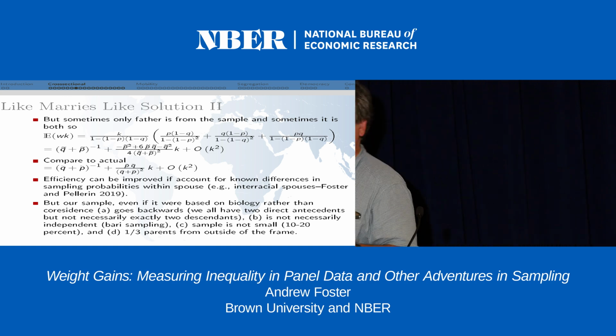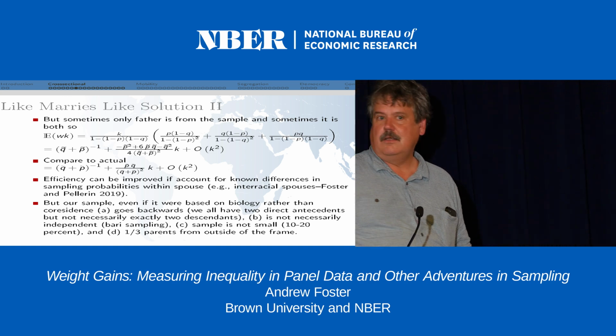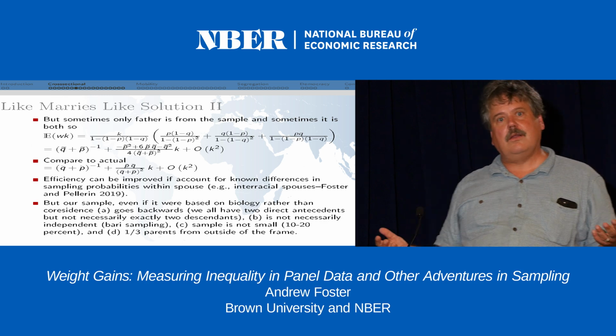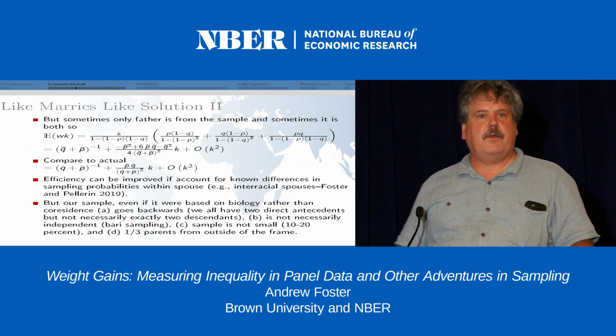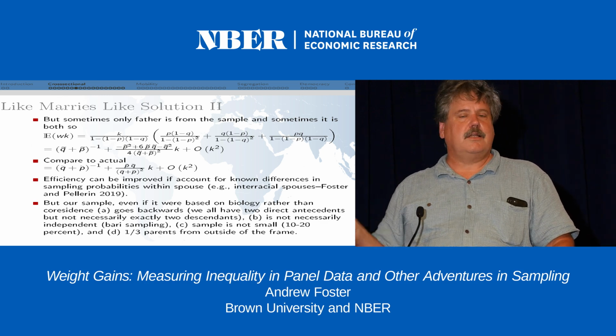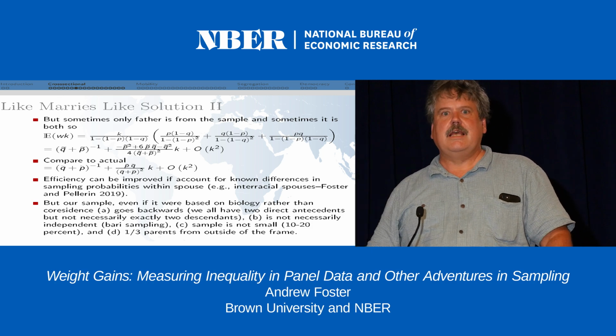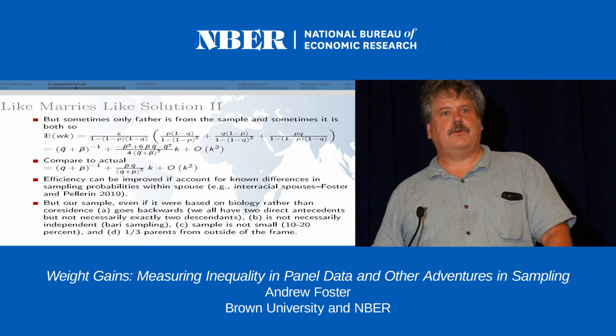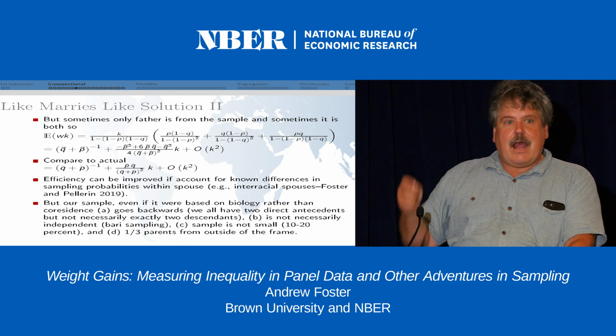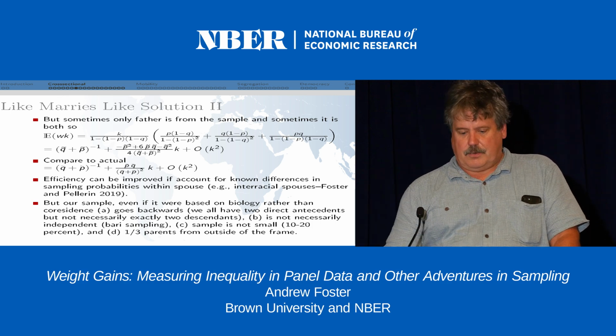And the point is, at least to first order, these things are pretty close. As long as the sample size is small, you can use a like-marries-like assumption and not worry about it too much. The reason it works is your weight is wrong for every household, but on average it's right over draws of the sample.